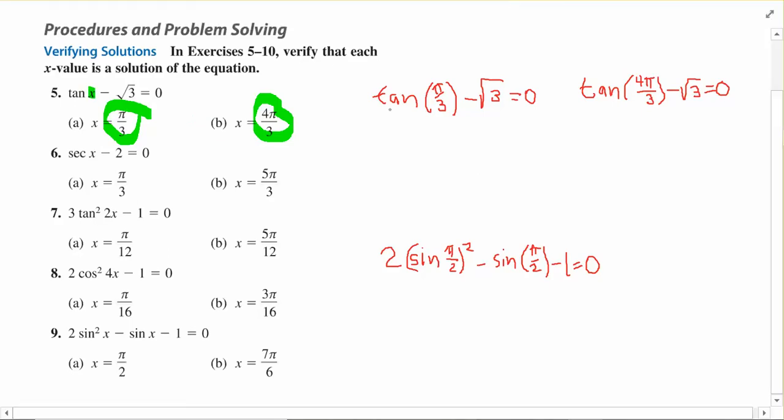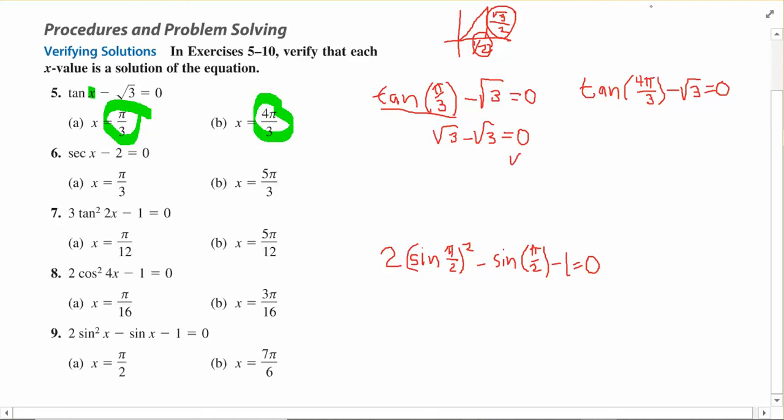So I've got the equations written over here. So the tangent of pi over 3, I've got to think about what that looks like. That looks like this. I've got a 30, 60, 90 triangle going right here. This is root 3 over 2, and this is 1/2, which means the tangent is that one over that one, which is going to be just plain root 3. So then I end up with root 3 minus root 3 equals 0, and that's true.